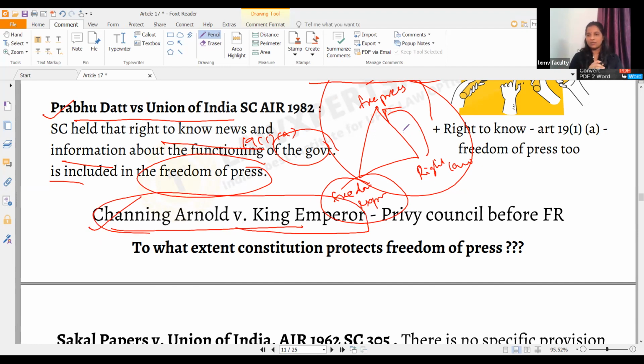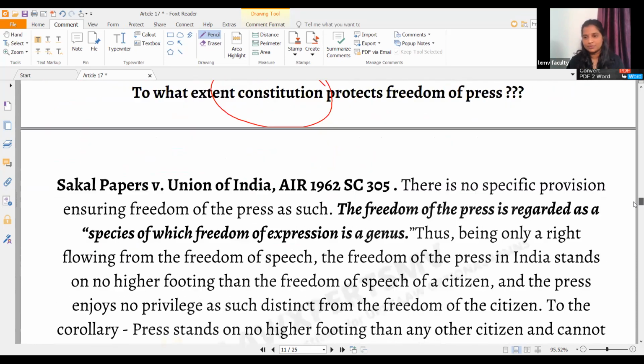Okay. Now we are talking about freedom of press, freedom of press. But the major area which we must know is how much this freedom of press is protected by our Constitution. That has been asked thrice in previous years. Okay, we'll see how it is protected.